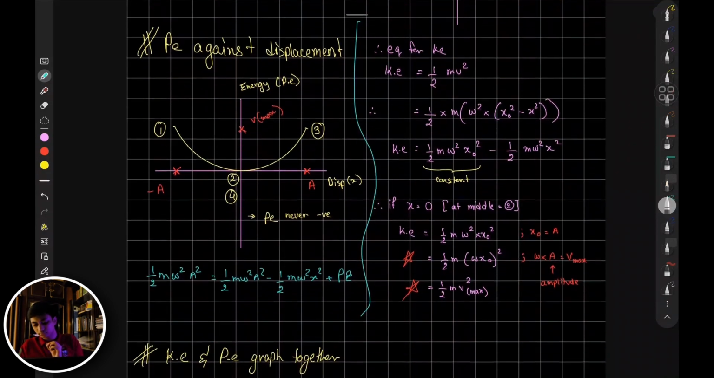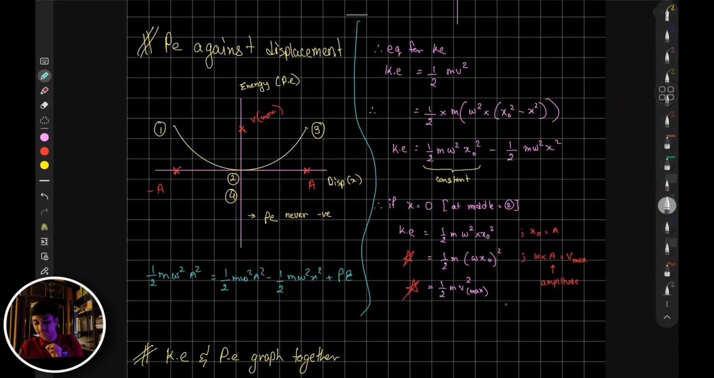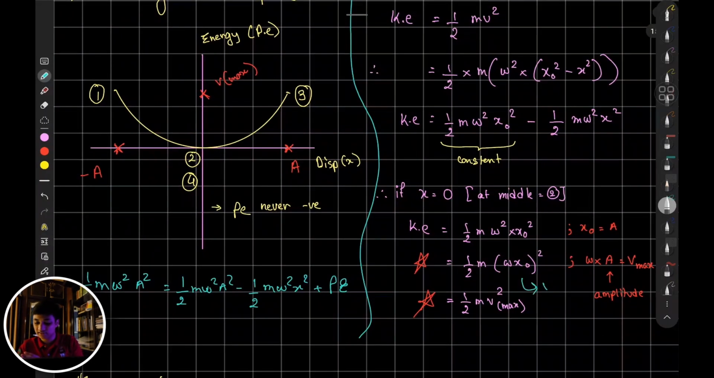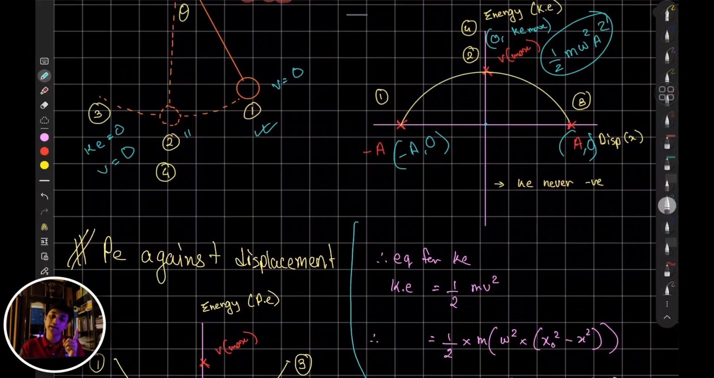Now, I've already talked about how this is giving you the expression for maximum kinetic energy, because when you're getting omega times x naught, that is actually v max, maximum velocity. So when you're getting maximum velocity, you're getting maximum kinetic energy. And the only position where you get maximum kinetic energy or maximum velocity is over here.